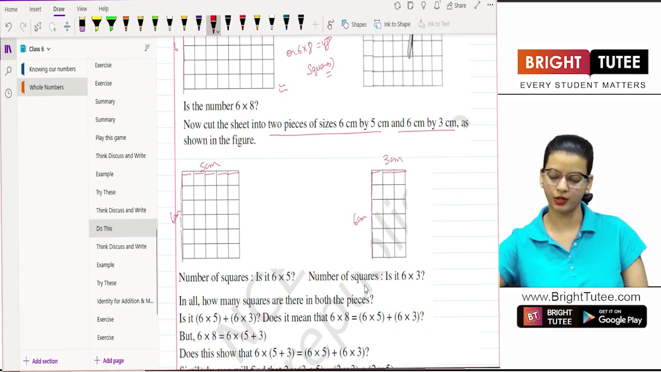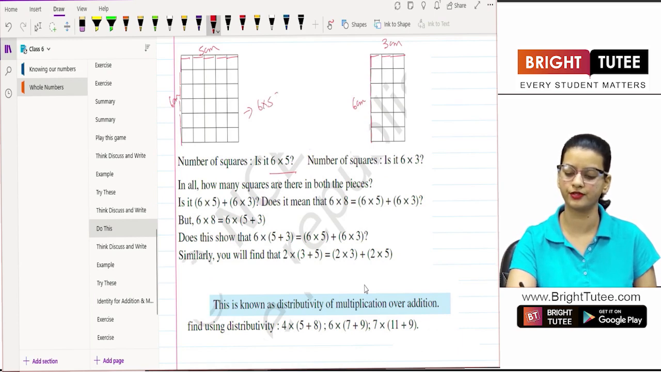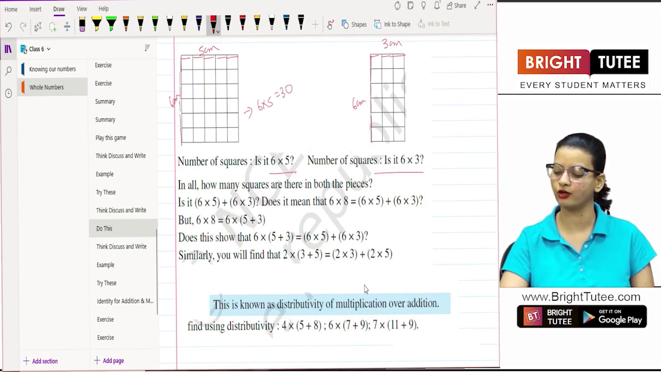Now the number of squares is 6 into 5. This is equal to 30. The number of squares over here is 6 into 3. This is equal to 18.